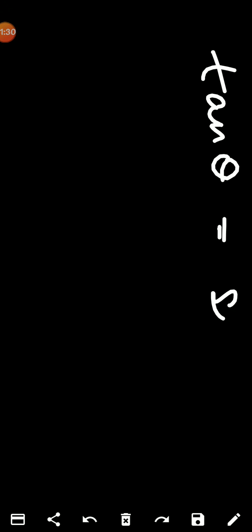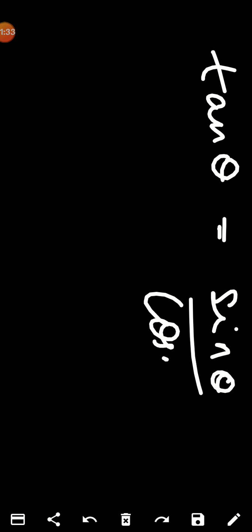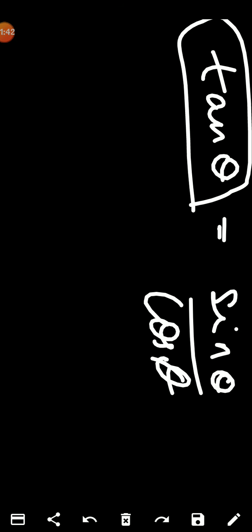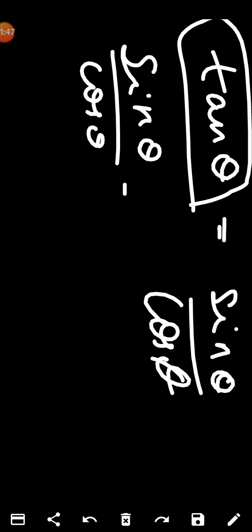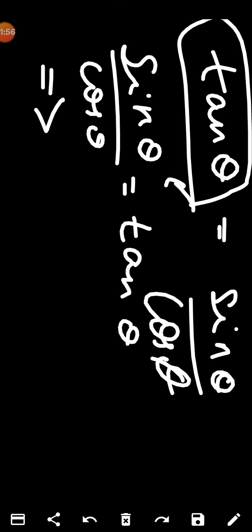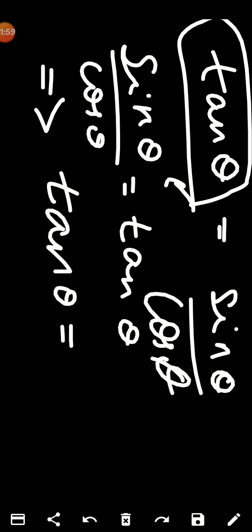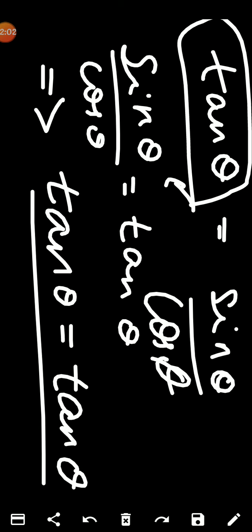Yes. So now you may recall that tan theta is equal to sine theta upon cos theta. So this is what I proved and showed to you in one of my previous videos. So now let's replace tan theta in our equation. So our equation was sine theta upon cos theta is equal to tan theta. So now let's replace this sine theta by cos theta with tan theta. So therefore we get tan theta is equal to tan theta. So thus we have proved this identity.